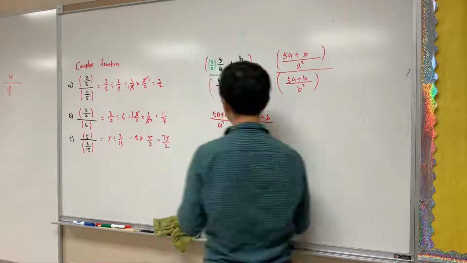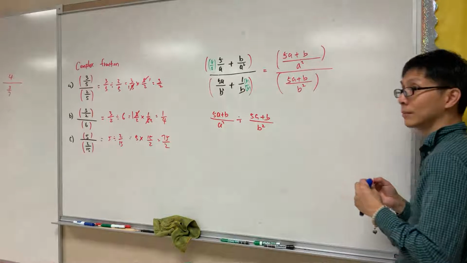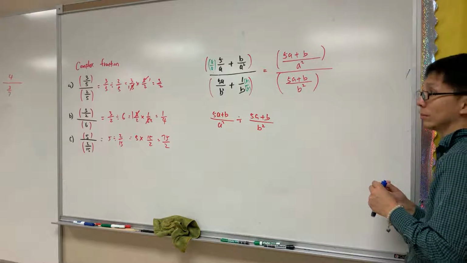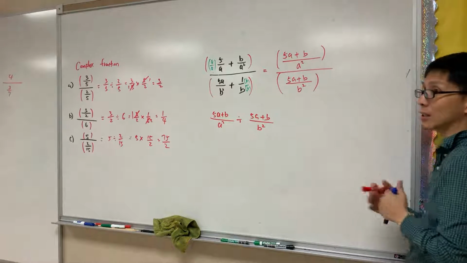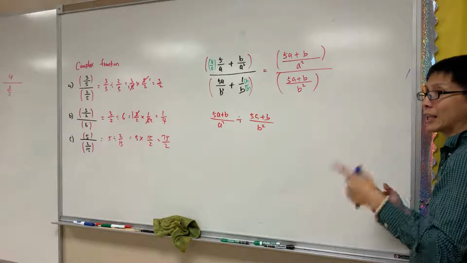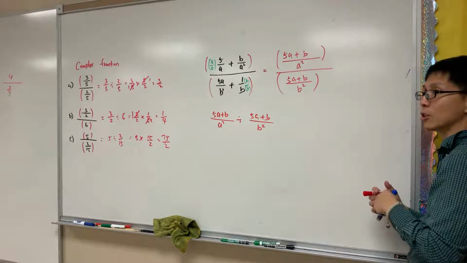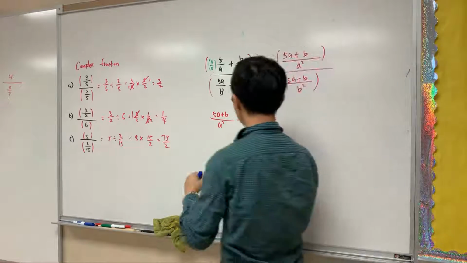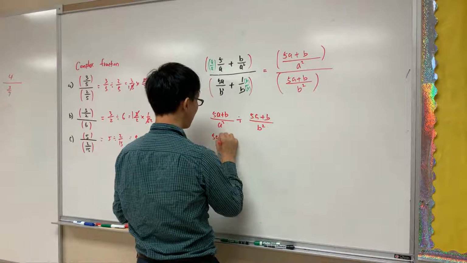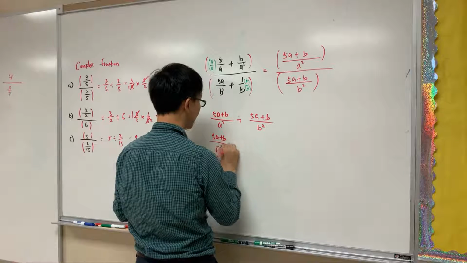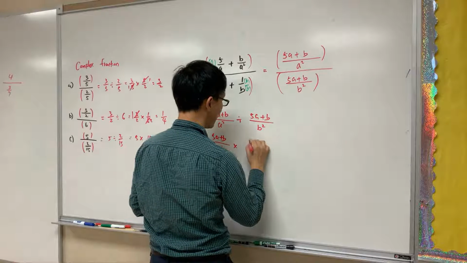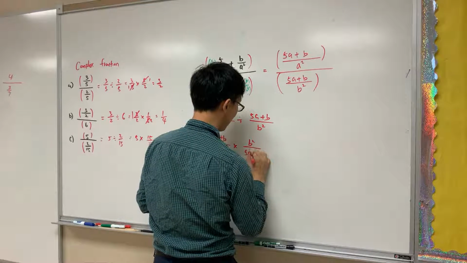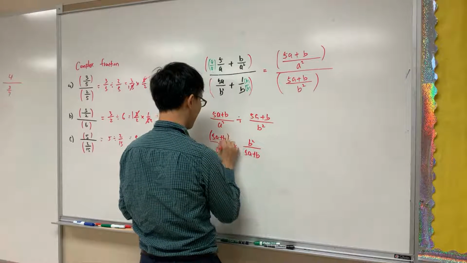How many of you guys are lost? I just divide this by this, that's it. Do I like division? No. Change to what? Multiplication. Keep, change, flip, right? So I'm going to get 5a plus b over a squared times b squared over 5a plus b. And we can say this is a parenthesis, right?